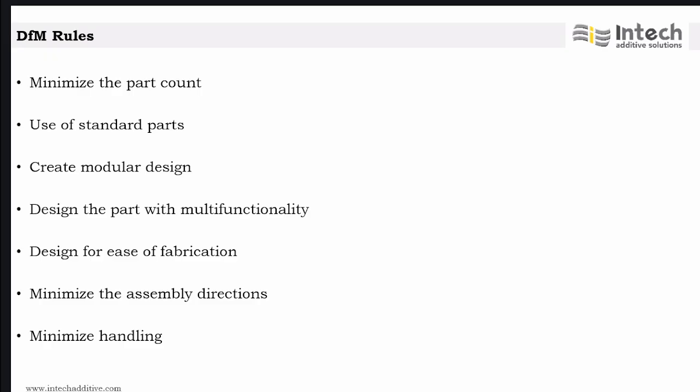And then minimize the assembly directions. If you are trying to design a part which is rotating at different angles, it means that we are overcomplicating it. So we need to design parts that snap together, slide into place, or click from one direction. We have to make the assembly steps fewer so that the assembly can be done at a faster rate, with fewer errors, and it can also reduce the labor cost. So we need to minimize the assembly directions.